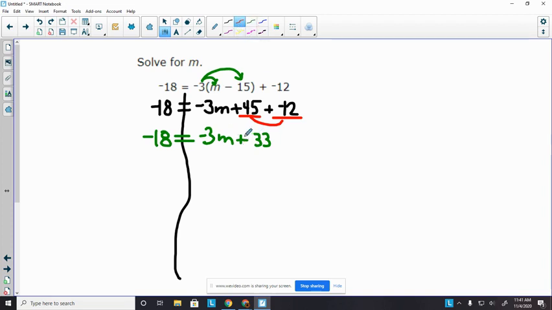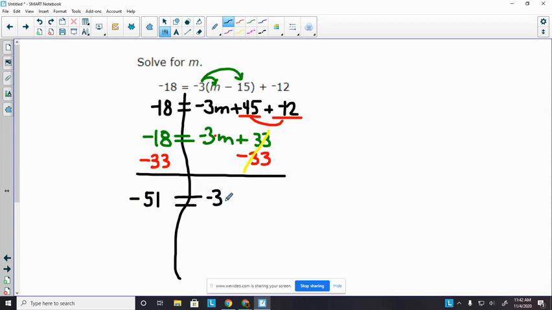So remember we take care of the addition before. This is multiplication, so we take care of addition first by subtraction. Do that to each side always. You got to do it to both sides. And these make 0. We have now, that will make negative 51. And then we still have negative 3m.